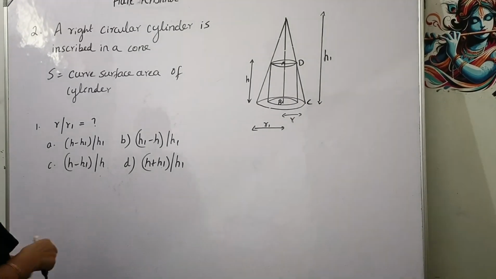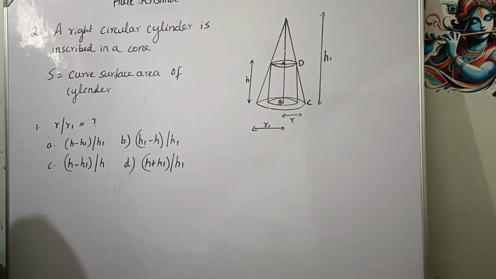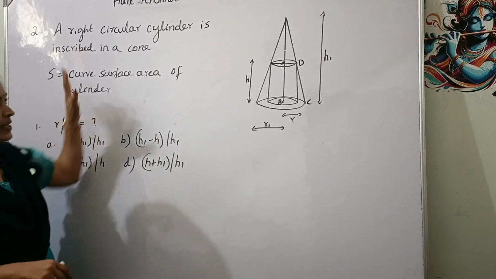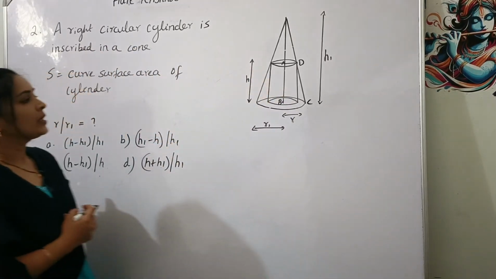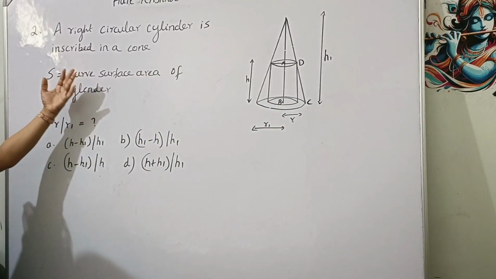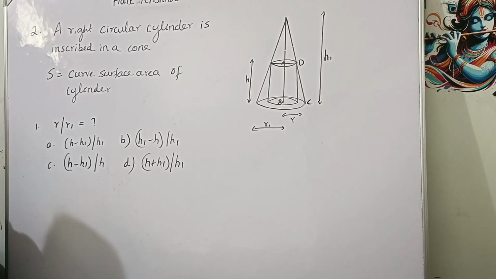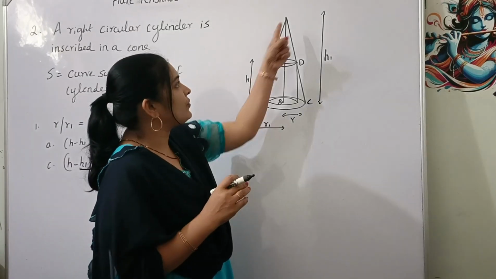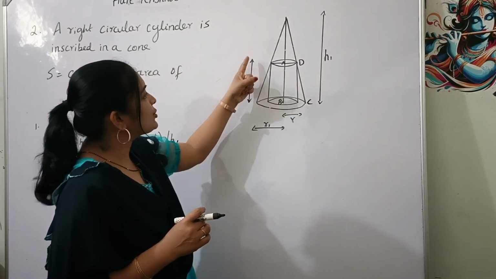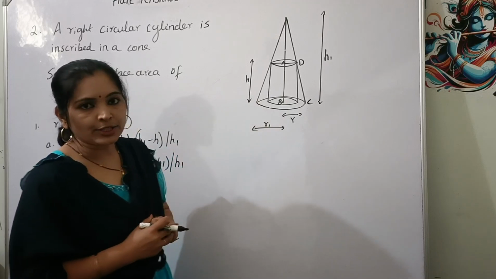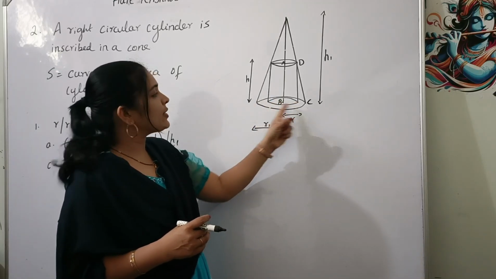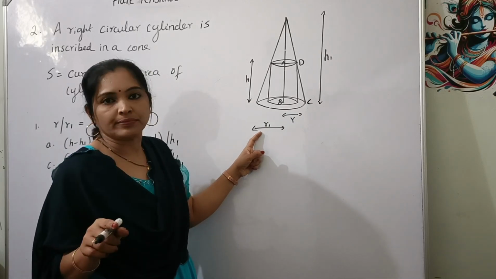Second question, a right circular cylinder is inscribed in a cone. S is equal to the curved surface area of the cylinder. So it is the given figure. Okay. So here, based on this information, the first question is R divided by R1 is equal to dash. Okay, let's find. See, here it is given the height of the cone is h1 and the height of the cylinder is h, and the radius of the cylinder is r, the radius of the base of the cone is r1.